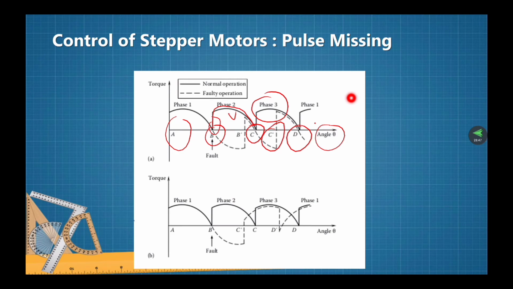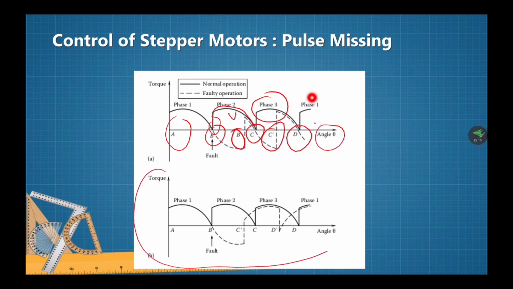This torque could be significantly less than the torque in the absence of the missed pulse, depending on the location of the points B', C', and D', for example. The motor might decelerate continuously and finally stall.